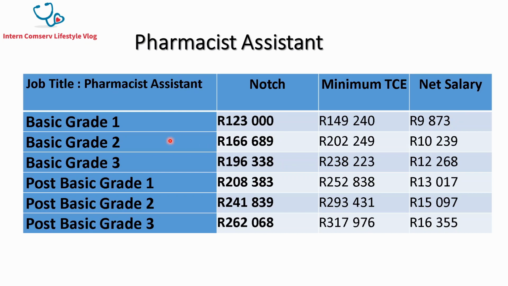So as we can see, a basic grade 2 is 166,689, and a post basic moves on to 208,383 to 262,068 rand on a grade 3 level. Here you require 5 years of experience before you are placed on a post basic grade 2, and with a post basic grade 3 you need 13 years of experience. Your net salary being 13,017 rand and 15,097 rand as a grade 1 and grade 2, and 16,355 as a grade 3. This is after paying your pension and taxes.